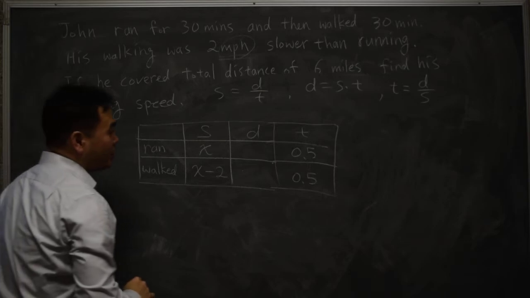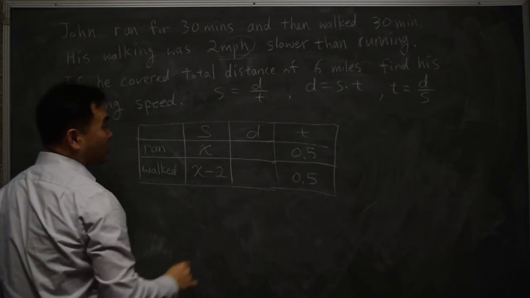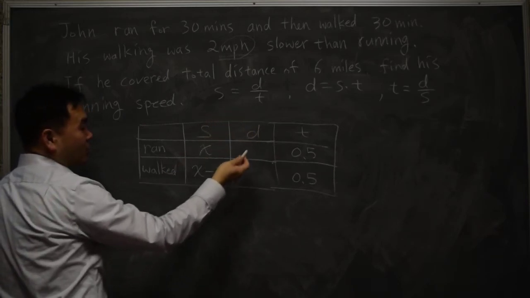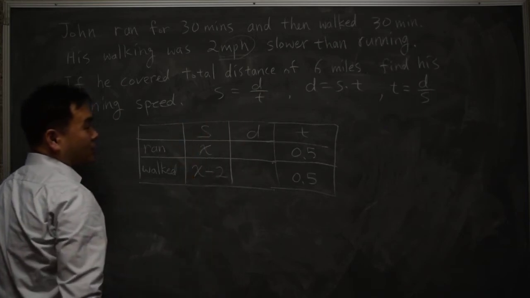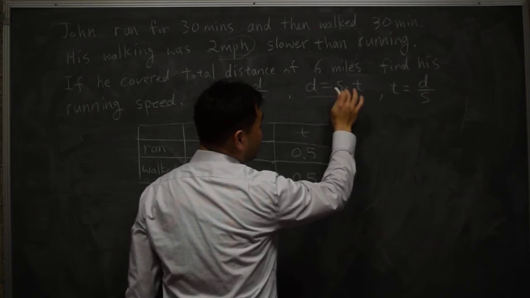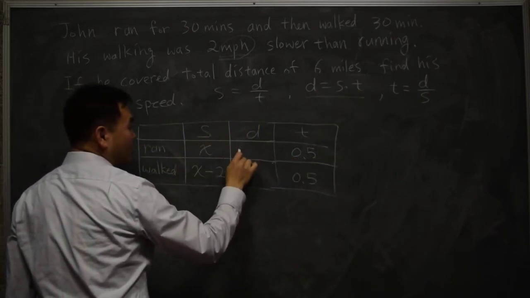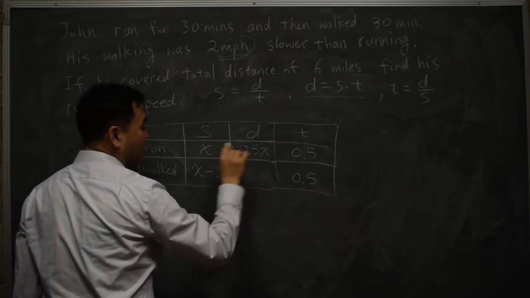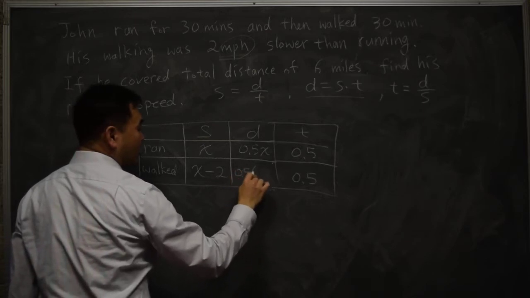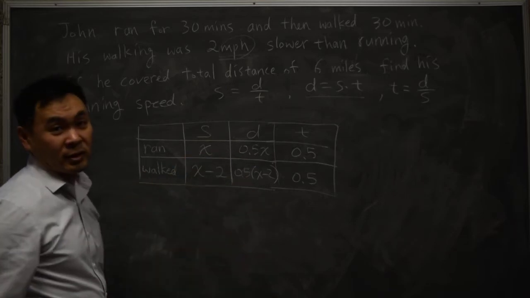Okay, and then to fill in the remaining spots, that's when you get to use one of these. Now notice that the blank spots are d, so you have to use the formula for d, which is distance is equal to speed times time. So you have to multiply these two to fill this in, and then multiply these two to fill this in, 0.5 times x minus 2. And we filled everything in.